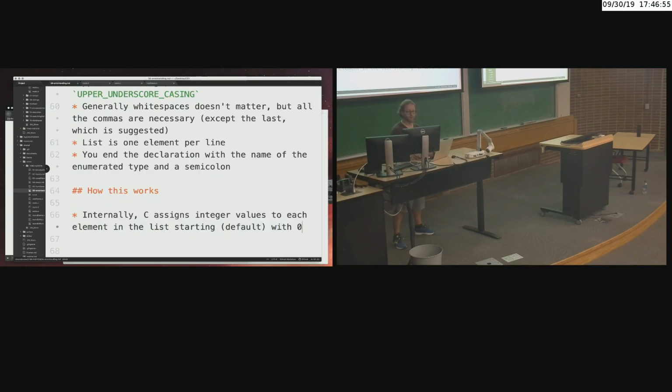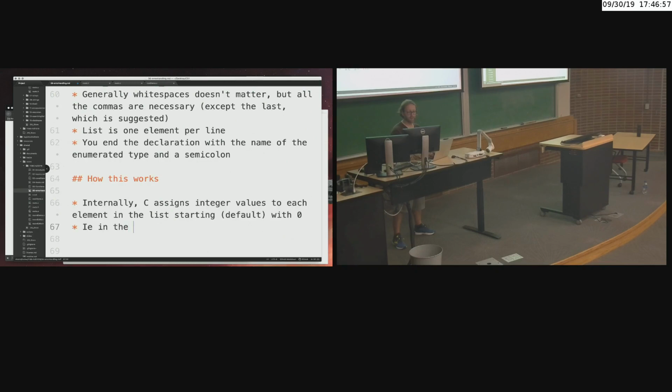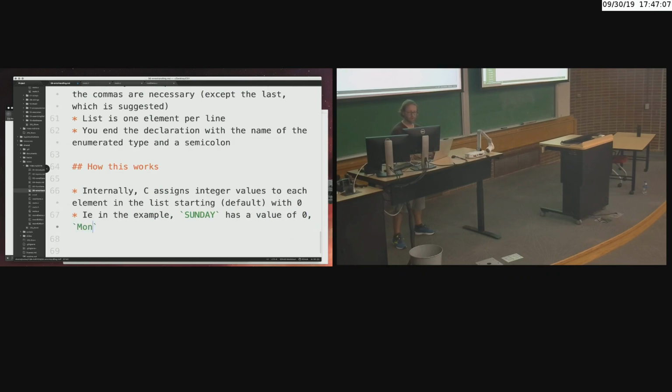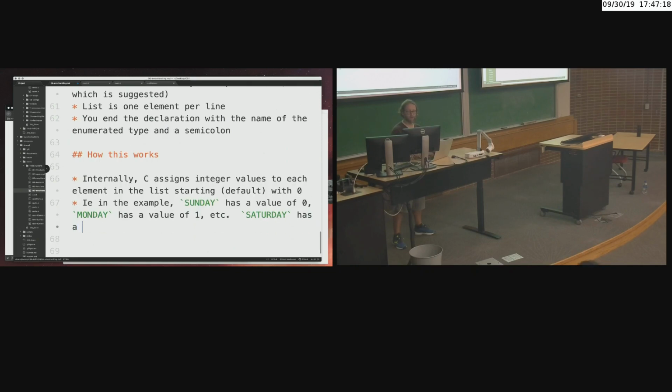So in this case, in the example, Sunday has a value of 0. Monday has a value of 1, etc. What value does the last day of the week, Saturday, have? Well, how many days are in the week? 7. So is it 7? No, you start at 0. 0, 1, 2, 3, 4, 5, 6. So it has a value of 6.